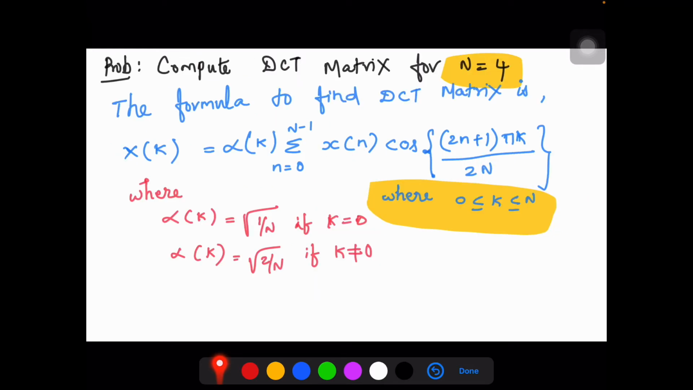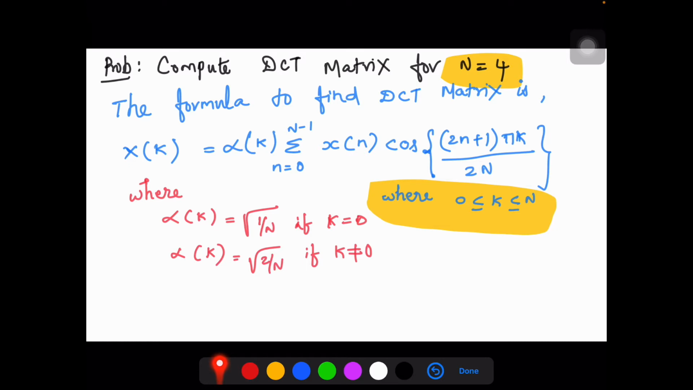So let's take some problems here, and these problems have been taken from Anil K. Jain's textbook. Let's compute the DCT matrix for N equal to 4. To calculate the kernel matrix or the basis function, you just take a one-dimensional DCT, which is given as X(k) equal to alpha(k) multiplied with summation n equal to 0 to N minus 1, x(n), the original signal, multiplied with the cos kernel, that is cos of (2n plus 1) pi k by 2N, where k lies between 0 and N minus 1.